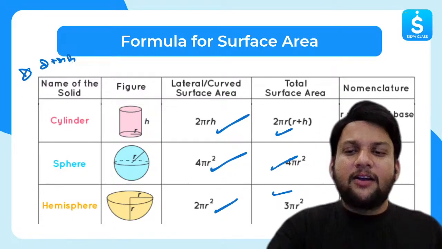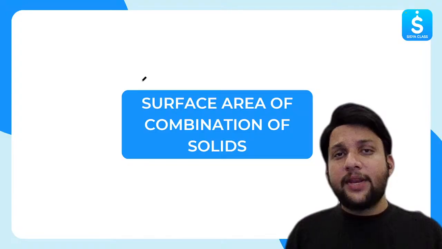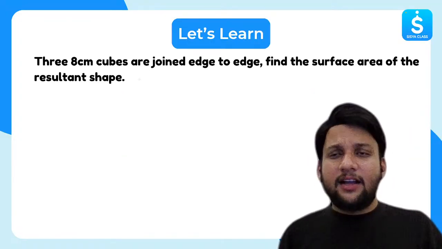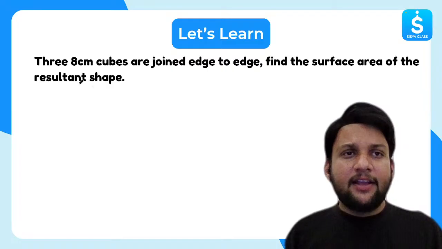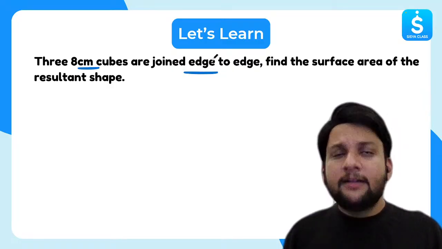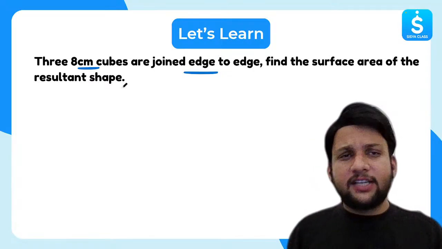All right. Okay, let's start. So first, I'll discuss one topic, that is surface area of combination of solids. Let's start with the questions. I hope with the questions you get better clarity. The first question says, three 8 centimeter cubes are joined edge to edge. Find the surface area of the resultant shape.